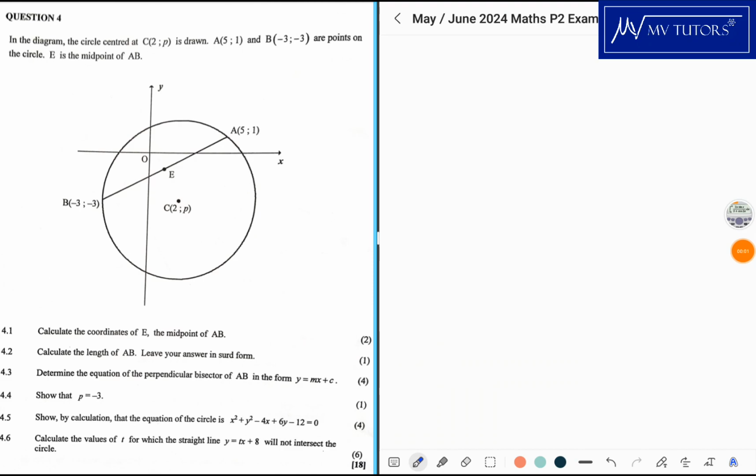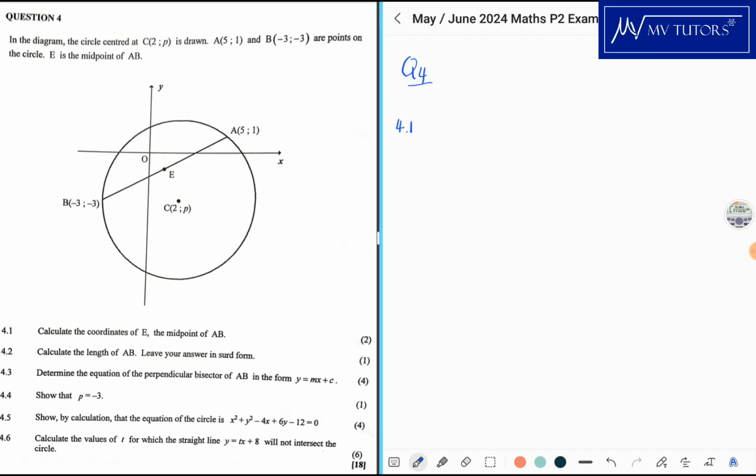Alrighty, now we are doing question number 4, circle geometry. Okay, we're still at analytical geometry. Now it says in the diagram, the circle centered at C is drawn. So we have the x-coordinate, which is 2. The y-coordinate is unknown. Now we have A and B, which are points on the circle. And E is the midpoint of AB. All right, thank you for telling us that.